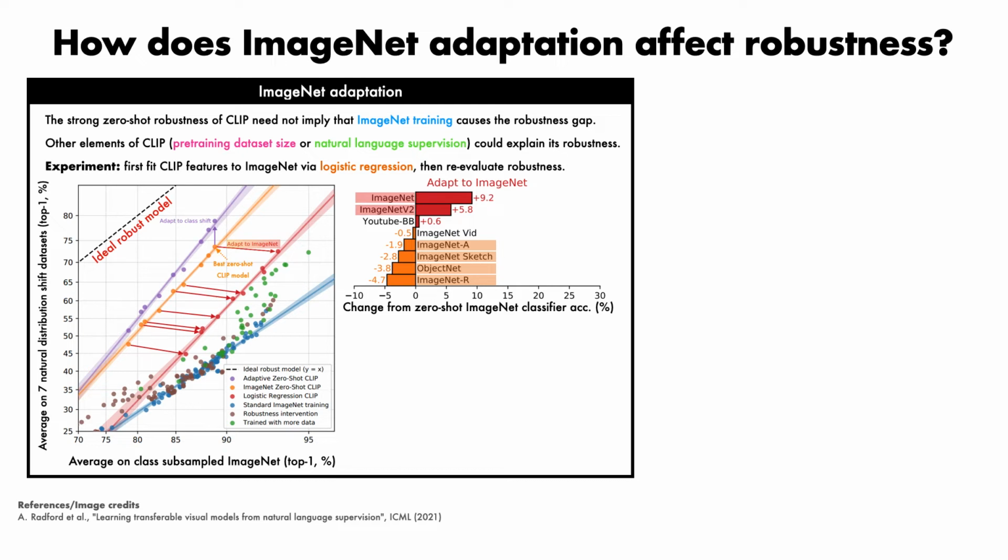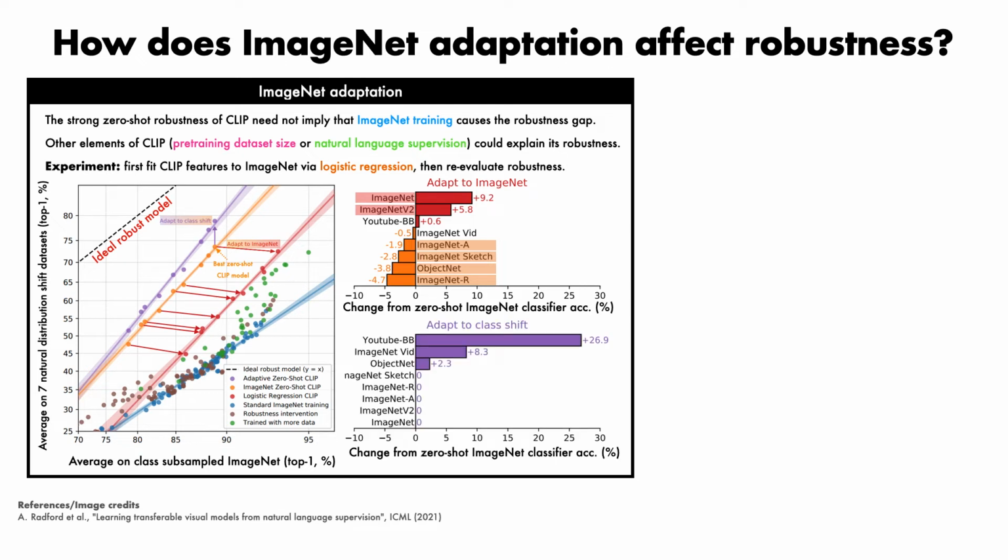One improvement to robustness enabled by natural language-based classifiers is that they can bridge differences in class schemes. For datasets like YouTube BB and ImageNet Vid, the classes are superclasses of ImageNet, requiring subclass predictions to be pooled. But with CLIP, classifiers can be generated based on the actual class name, avoiding the need for pooling. This adaptation to class shift brings a healthy gain in robustness, which is concentrated in datasets like YouTube BB and ImageNet Vid, for which there is a larger class shift.